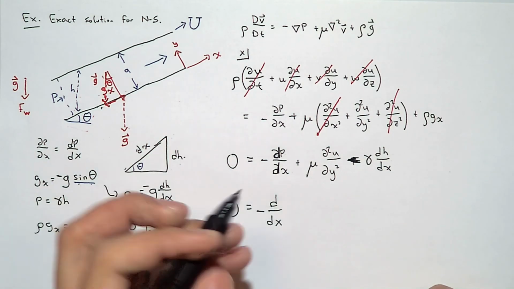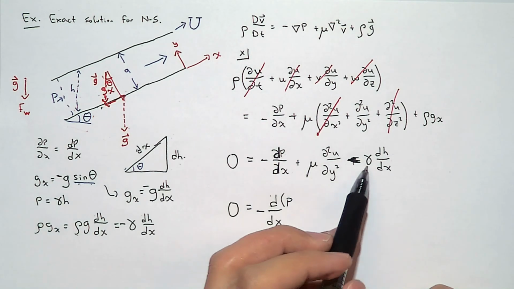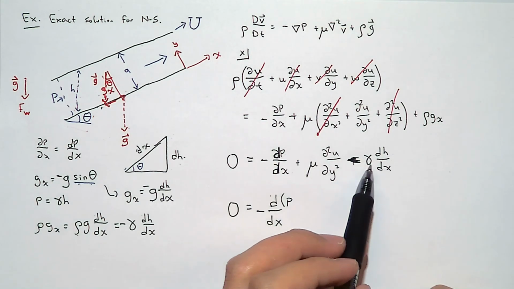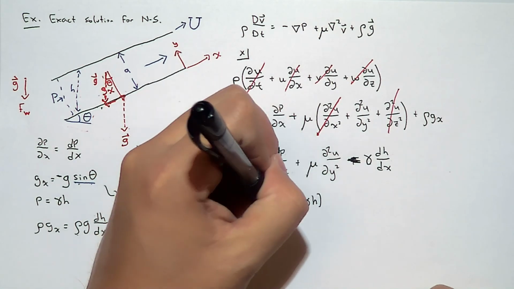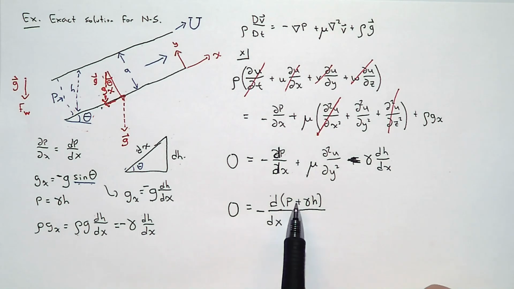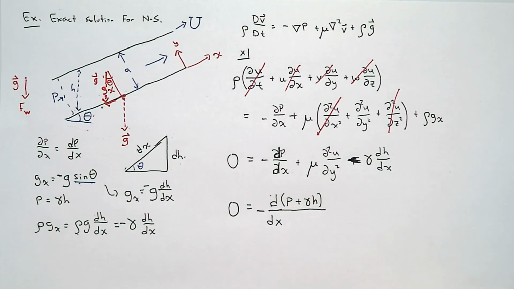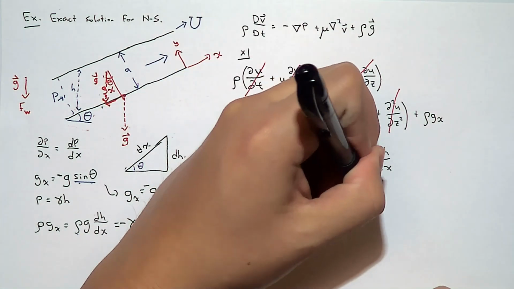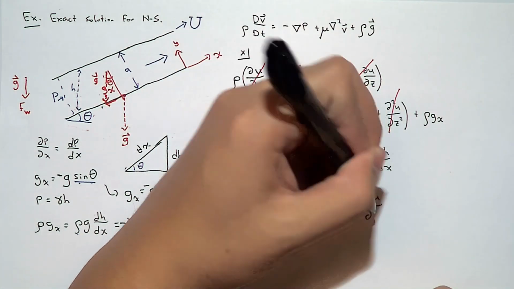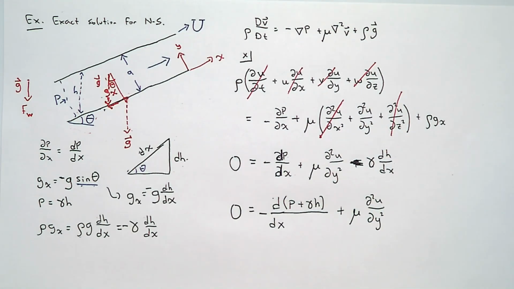Okay? So what I can do is say negative d over dx of pressure. And I'm going to move this gamma. It's a constant. I can do whatever I want with it. I'm going to move it inside the derivative plus gamma h. You can see that we have the dynamic pressure and also the hydrostatic pressure all combined into one beautiful term, plus viscosity times the second derivative of velocity with respect to y.